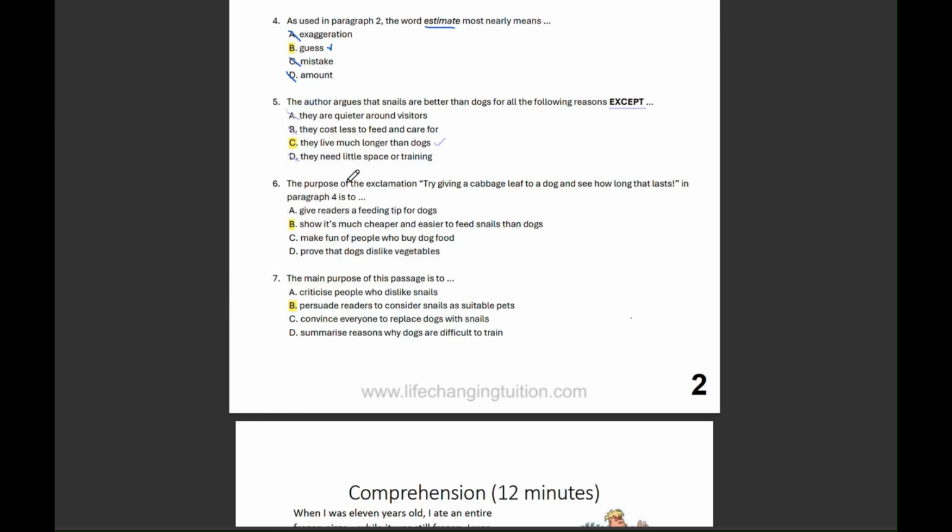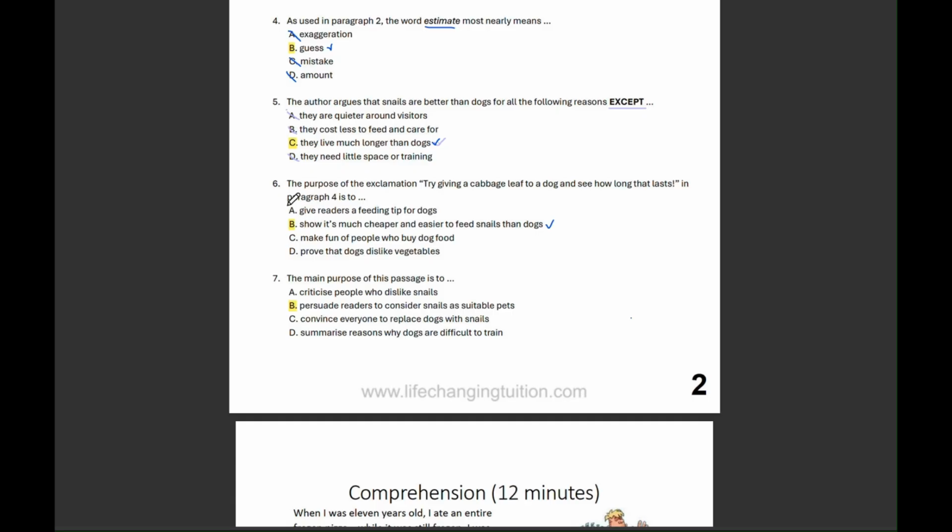All right, now question 6. The purpose of the exclamation, "Try giving a cabbage leaf to a dog and see how long that lasts," in paragraph 4, is to A. Give readers a feeding tip for dogs. B. Show it's much cheaper and easier to feed snails than dogs. C. Make fun of people who buy dog food. Or D. Prove that dogs dislike vegetables. The correct answer is B.